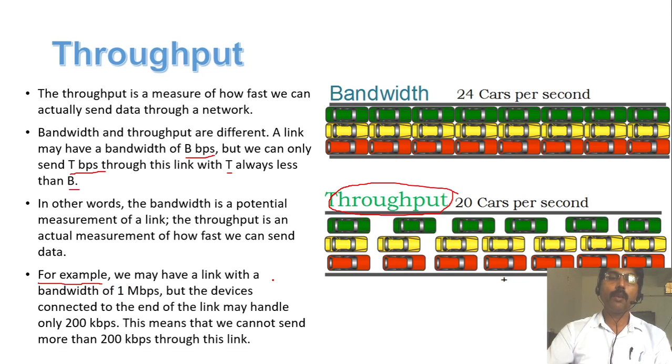One example is given in our technical field. We may have a link with a bandwidth of 1 Mbps, but the devices connected to the link may handle only 200 kbps. This means that we cannot send more than 200 kbps. 200 kbps is the throughput and 1 Mbps is the bandwidth. We can transmit only 200 kbps even if you have 1 Mbps of bandwidth.